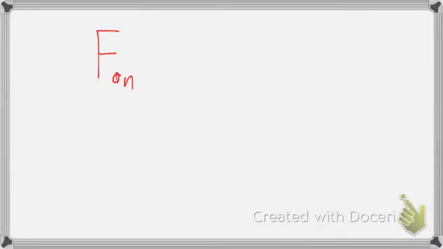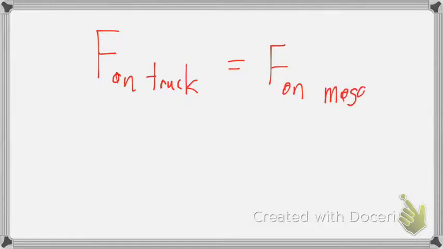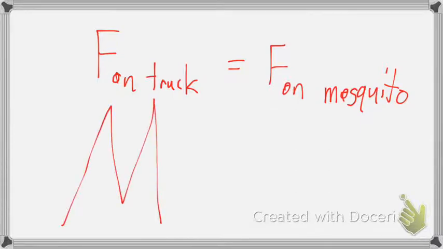So Newton's third law says force on truck equals force on mosquito. And I know that the total net force acting on an object is mass times acceleration. So this could be rewritten with the truck as mass times acceleration equals, for the mosquito, mass times acceleration. And it's that acceleration that'll really get you. So the truck will basically be undamaged. The mosquito will be very damaged, just because of the exact same force acting on both of them.